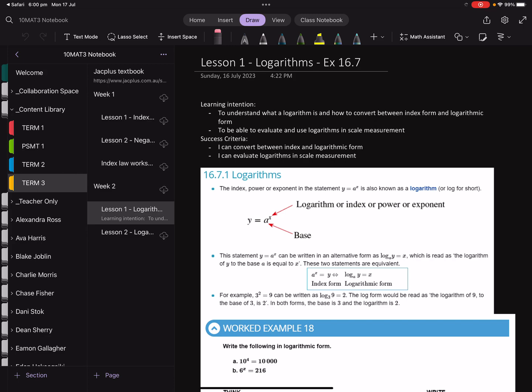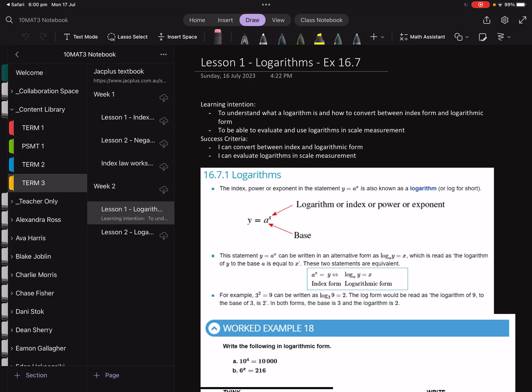So just starting, what we're going to do today, we're going to look at some logarithms. Logarithms is quite a big topic. This lesson we're going to start with logarithms, and next lesson we're going to get into the rules of logarithms. This is going to be really important, especially for your PSMT, I believe. But let's get started.